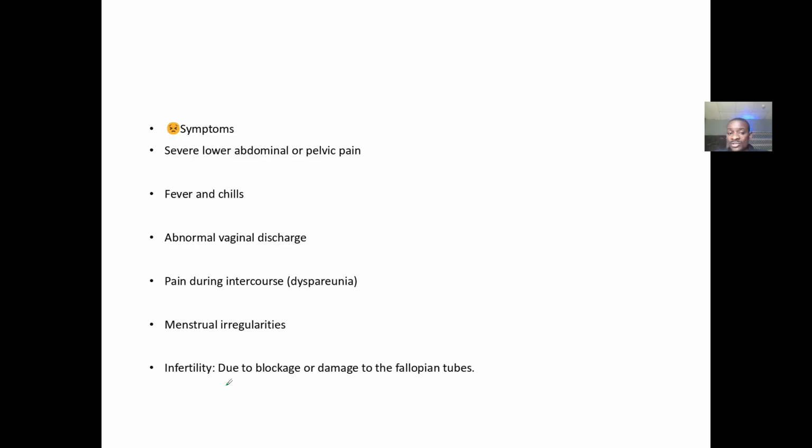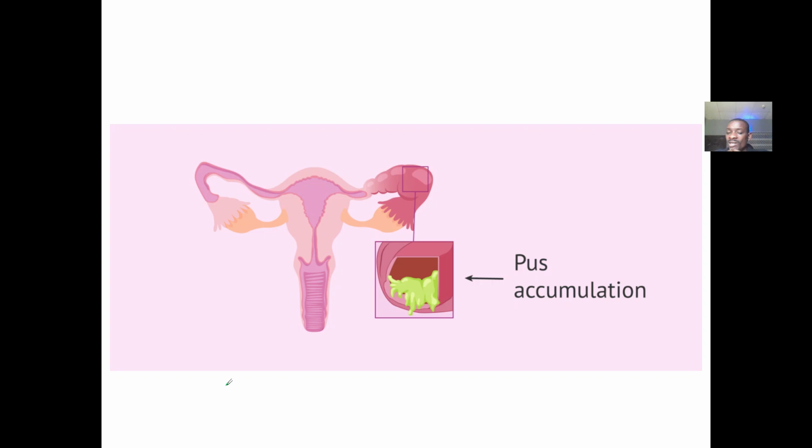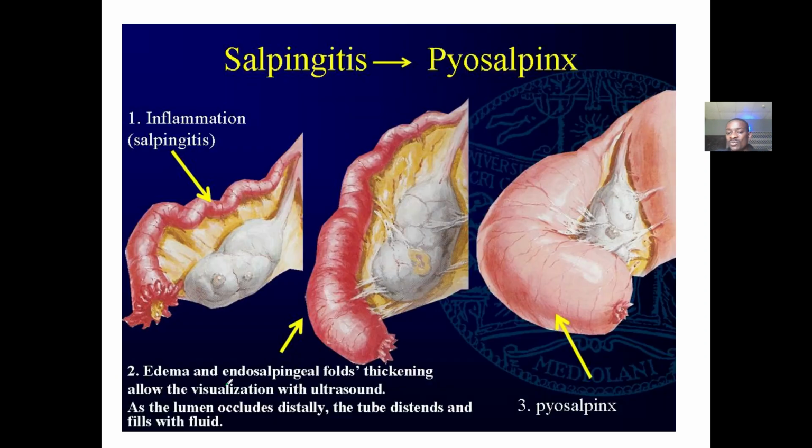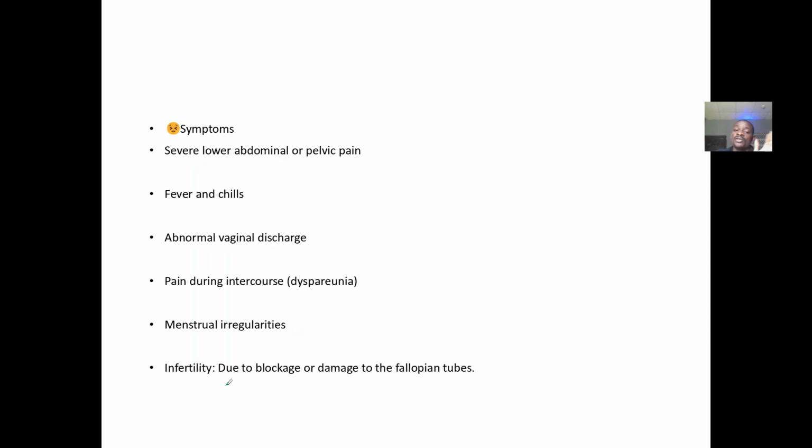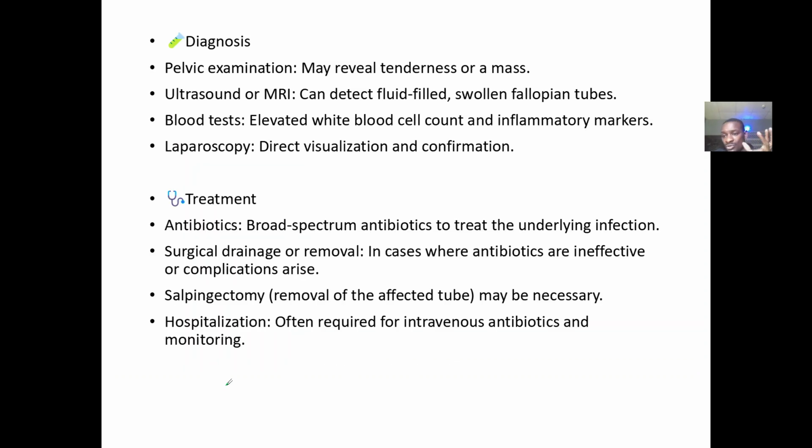So issues that such a person will have: there's so much pain, there's fever and chills. That's when the microorganism is getting into the bloodstream. Pain during intercourse, menstrual irregularities. Then this type of fallopian tube, of course, will not favor fertilization. Okay, so if they try to give birth, there's a whole lot of issues.